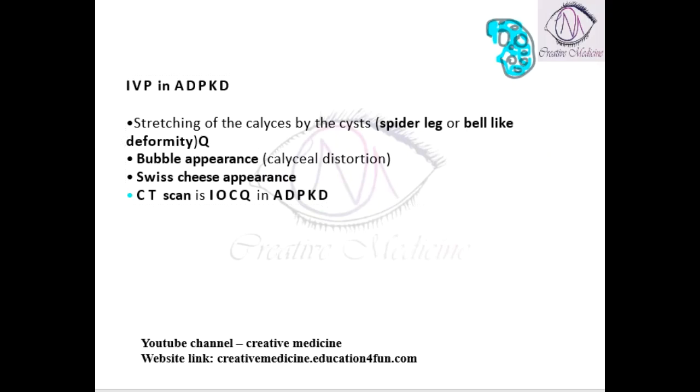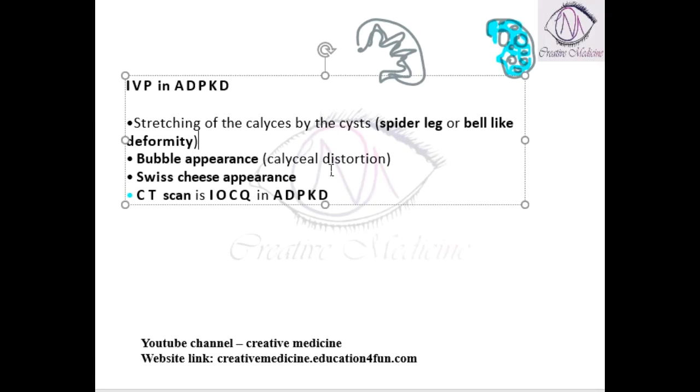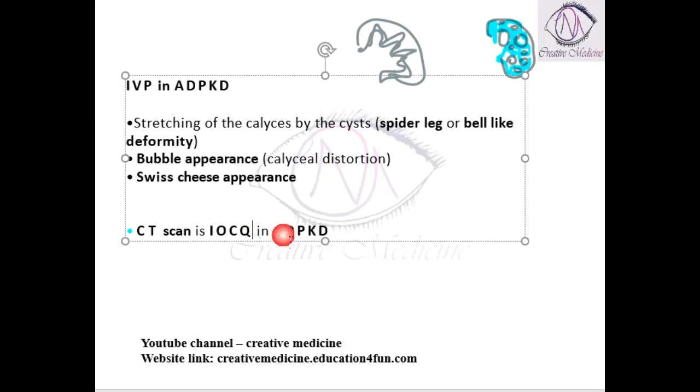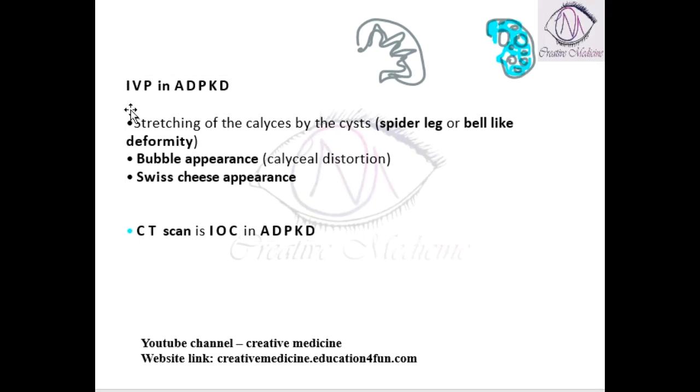Because in the early cases the renal calyces which are seen are stretched. Because of this stretching of the renal calyces, they look like a spider leg or bell like deformity. So in intravenous pyelography you will see two things. One, there is stretching of the calyces by the cysts causing spider leg or bell like deformity. Second, bubble appearance is seen mainly because of the calyceal distortion. At the same time, Swiss cheese appearance is also seen in intravenous pyelography.